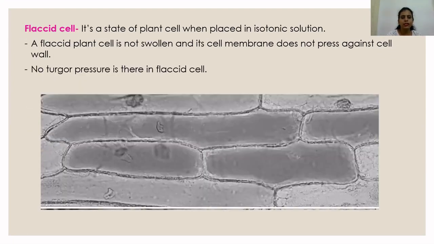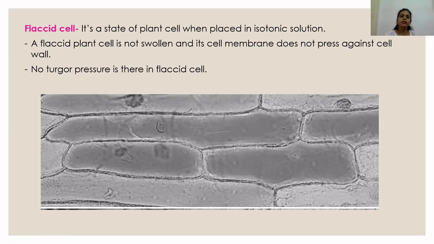Next type of cell is flaccid cell. Okay, here the picture of flaccid cell of onion peel is given. This is a microscopic image. You have to remember, or you should be able to identify this image, because this type of image is given in the questions in IGCSE paper.